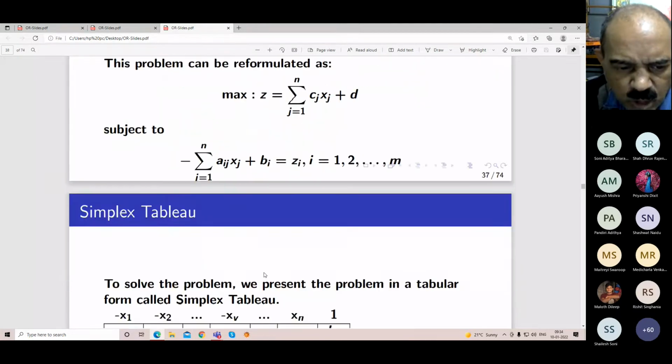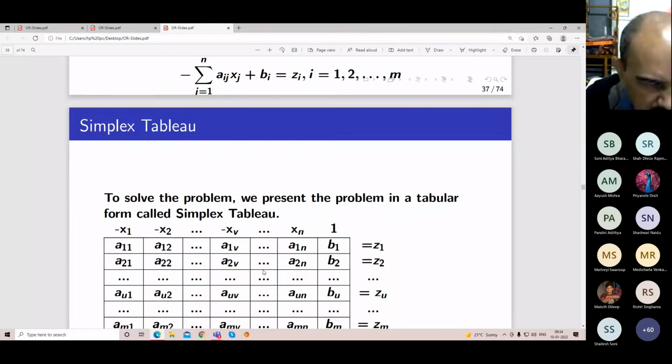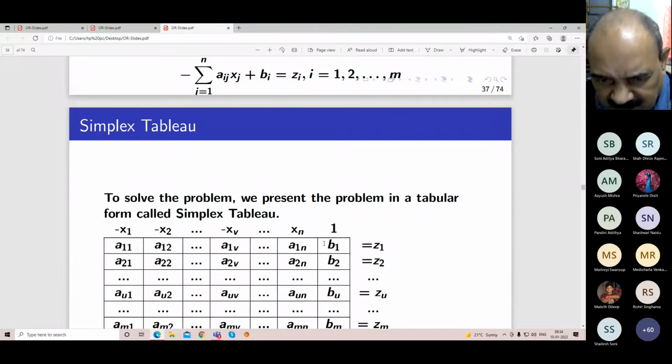So see here, a11 into minus x1 plus a12 into minus x2 plus and so on. Say the last one a1n, and this will be minus xn. Let us say minus x1, minus x2, minus xj, minus xn. Then the last term b1 into 1 equal to z1. Is it all right?